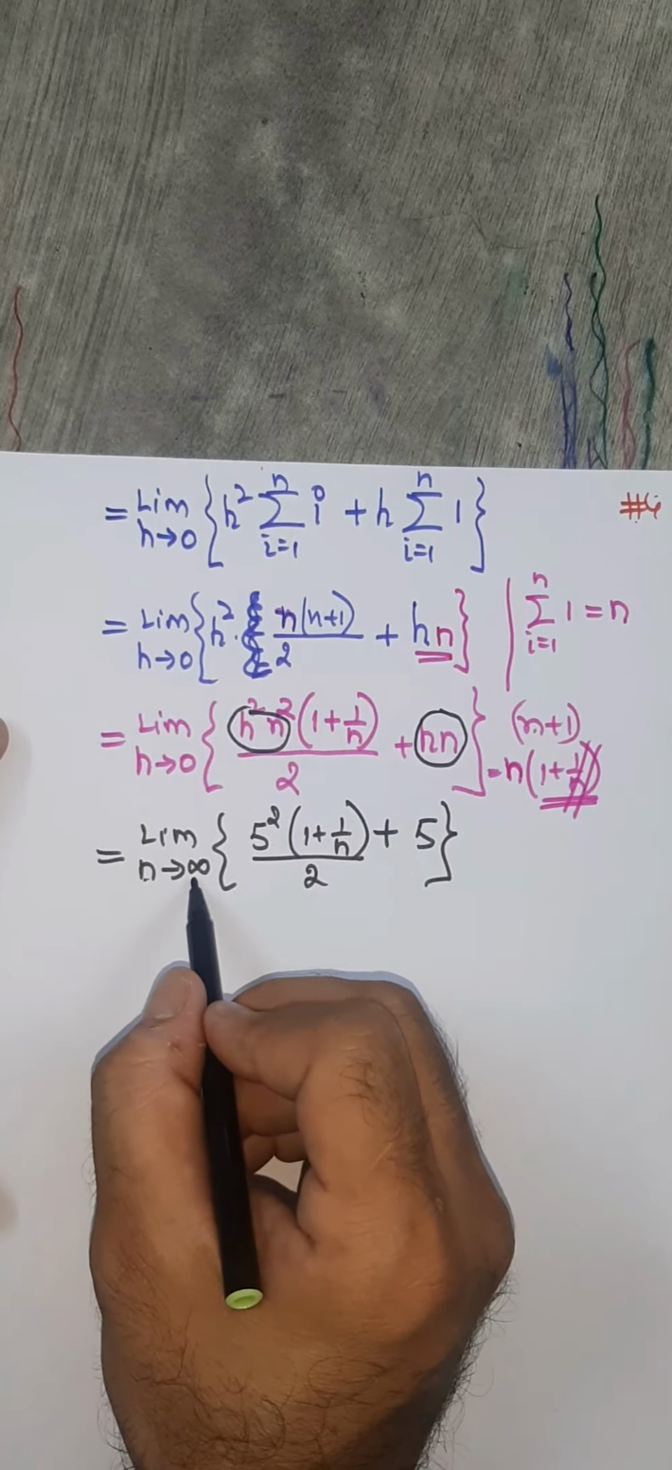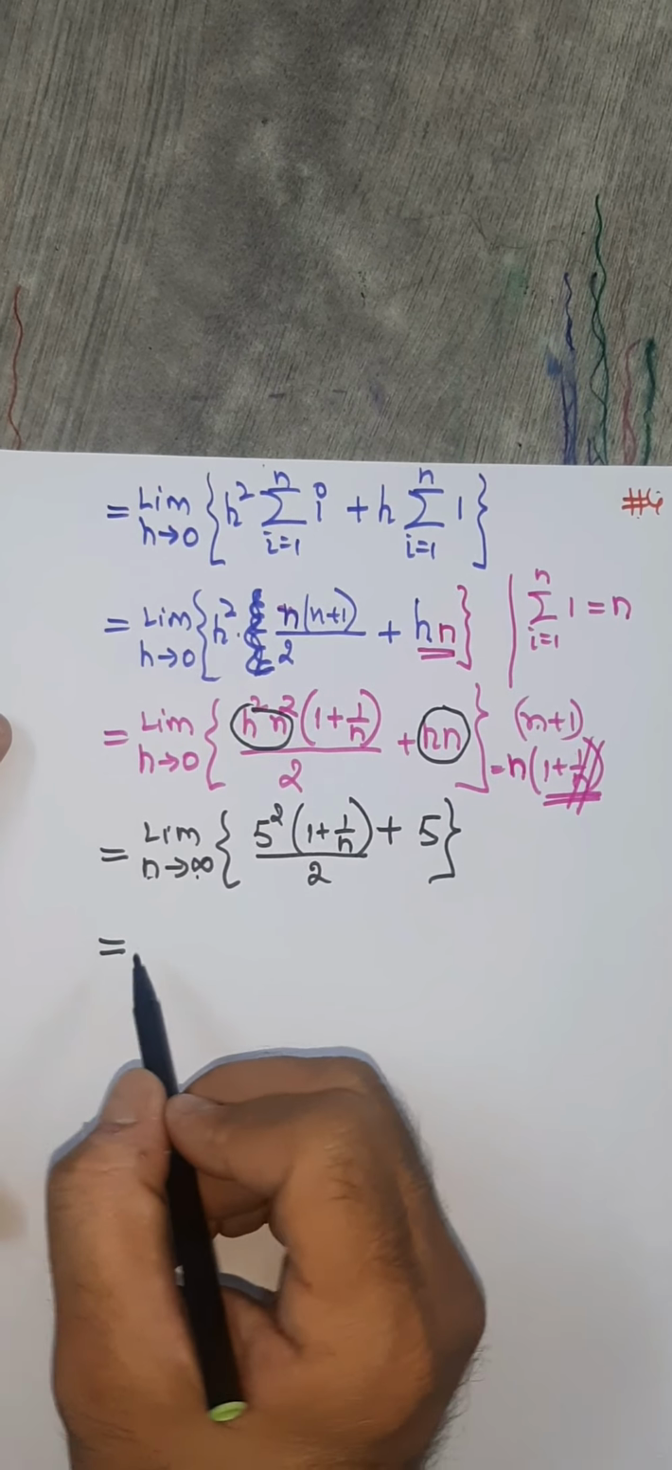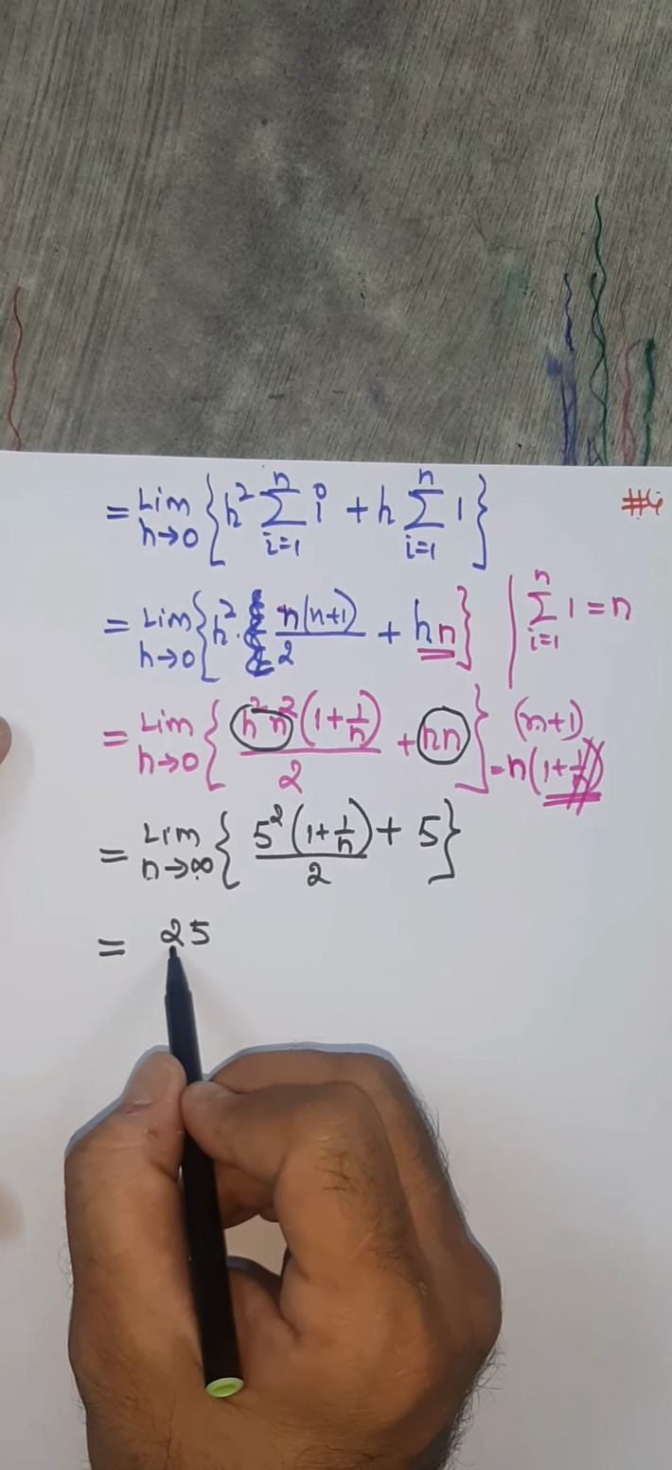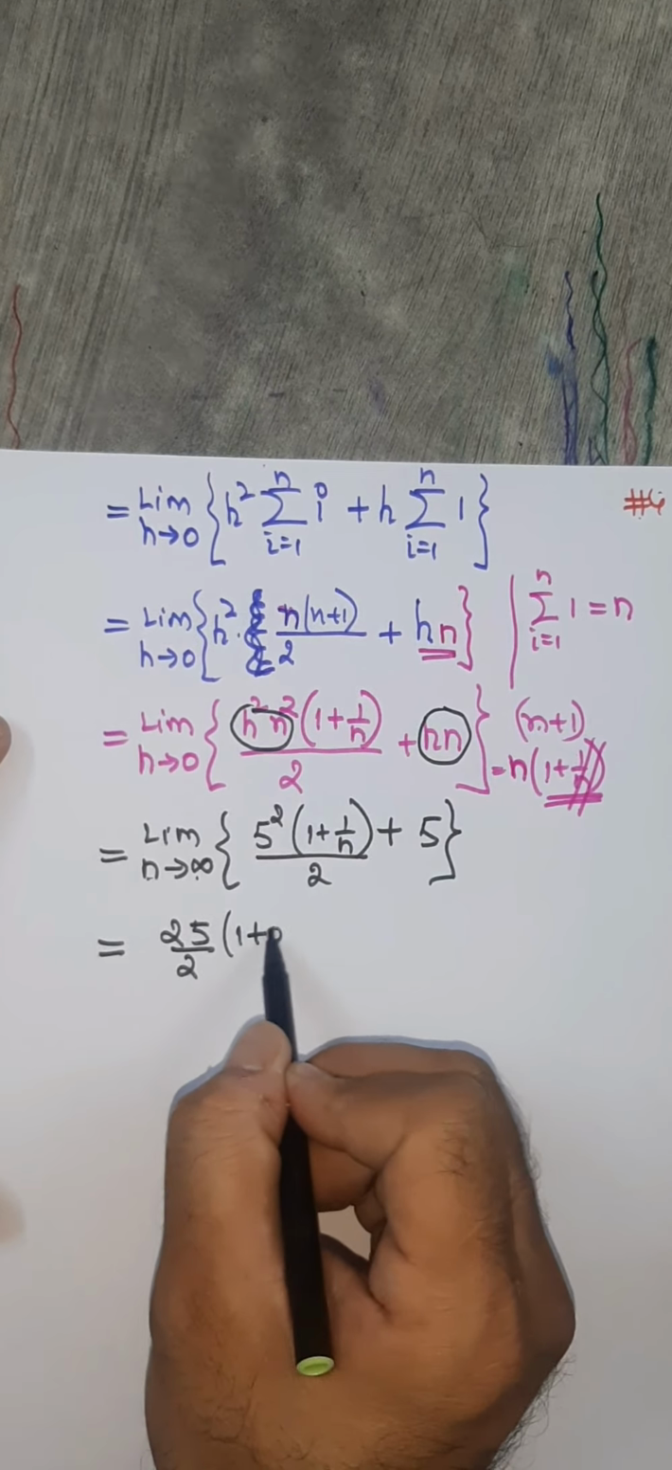Now apply the limit. As n tends to infinity, what is 1 upon n? Always 0. So you have 25 by 2, 1 plus 0, plus 5.